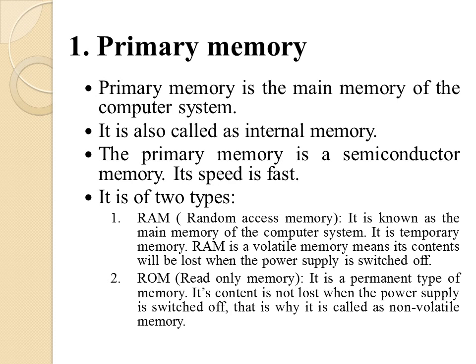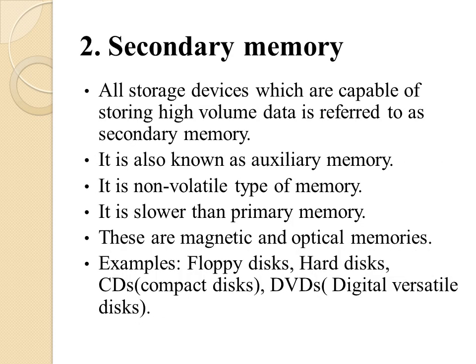Second type is ROM, that is read-only memory. It is a permanent type of memory. Its content is not lost when the power supply is switched off, and that is why it is called as non-volatile memory. Next, we will discuss about secondary memory.